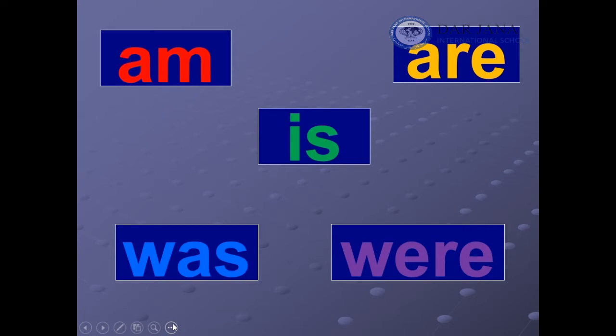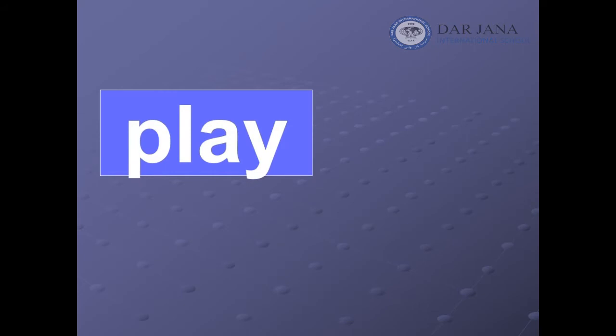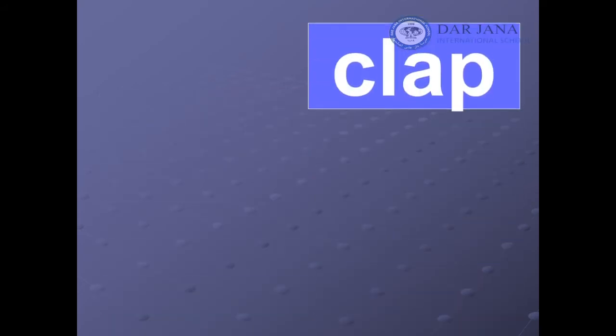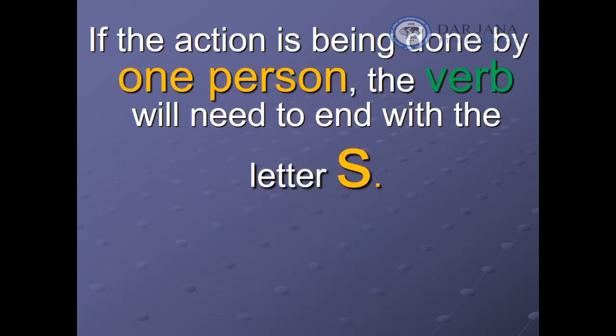Okay, now we're going to take our new grammar lesson, which is about am, is, are, was, and were. Let's do a quick revision of the previous lessons so you all understand very clearly. An action word, which is also known as a verb, is something you can do. Play, clap, wave. These are all actions.